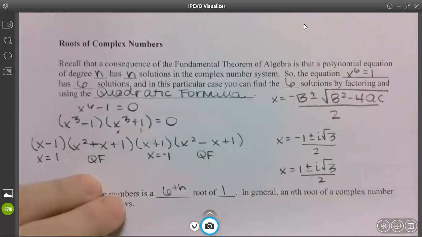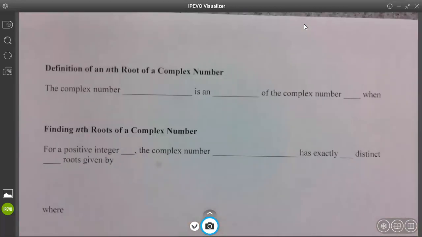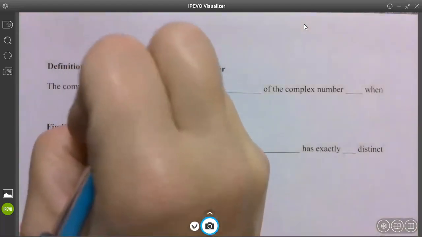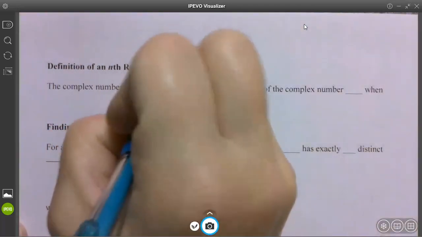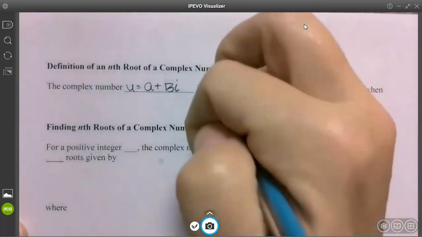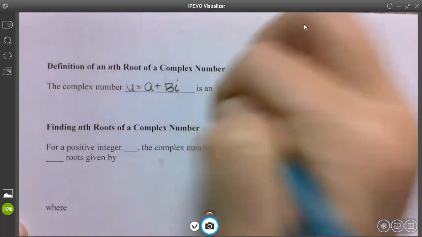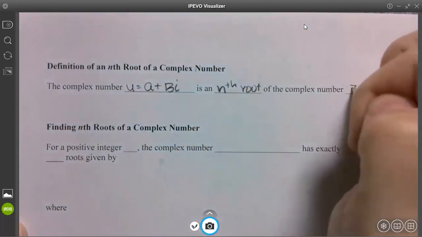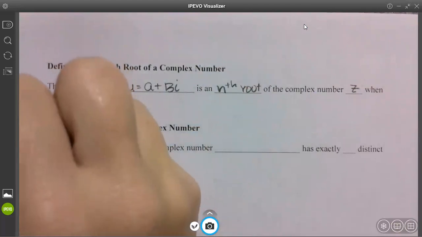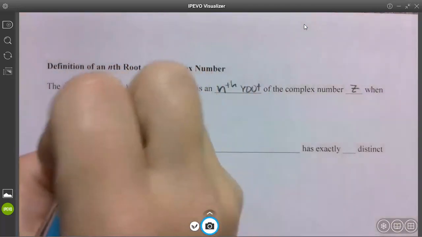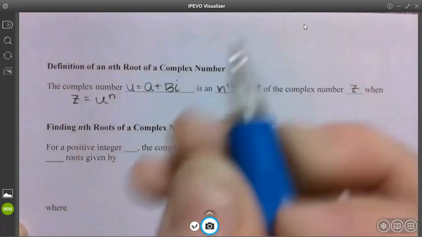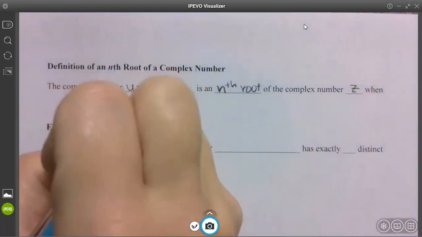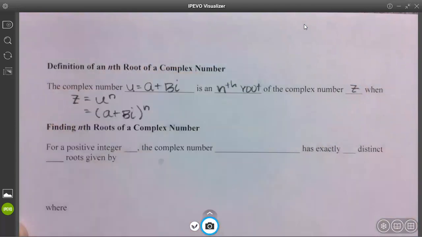Again, last page, we're almost done. The definition of an nth root of a complex number: if we have the complex number u equals a plus bi, it is an nth root of the complex number z when z equals u to the n, that would mean (a plus bi) to the n.